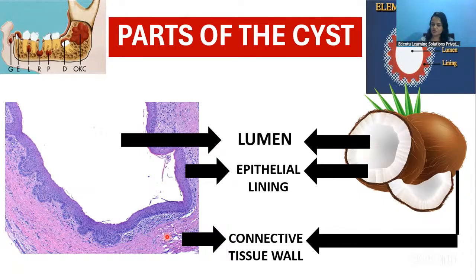And the outermost part, the brown part of the coconut, the hard or rigid part, can be considered as the connective tissue wall of the cyst. So the parts of the cyst are somewhat similar to the parts of a coconut. This is for easily understanding this.